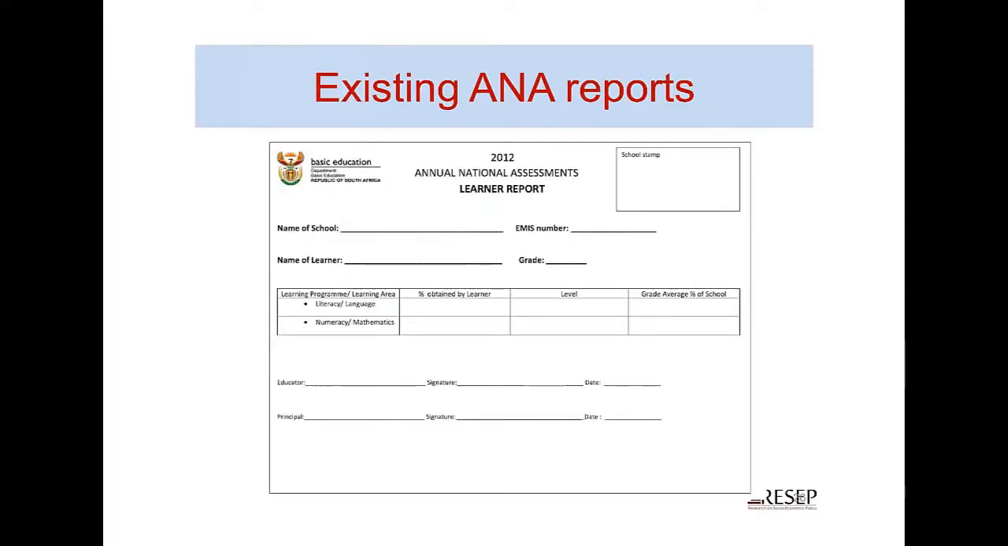So this is the existing ANA report that the DBE has asked schools to send out with students. You can see the name of the school, the name of the learner, the percentage obtained by the learner, the level they classify it, and then the grade average percent of the school. It's important to realize though that this is the average of the school. So if you saw 16% here and 12% there, you probably think your child is not doing so badly because it's doing better than the rest of the school.